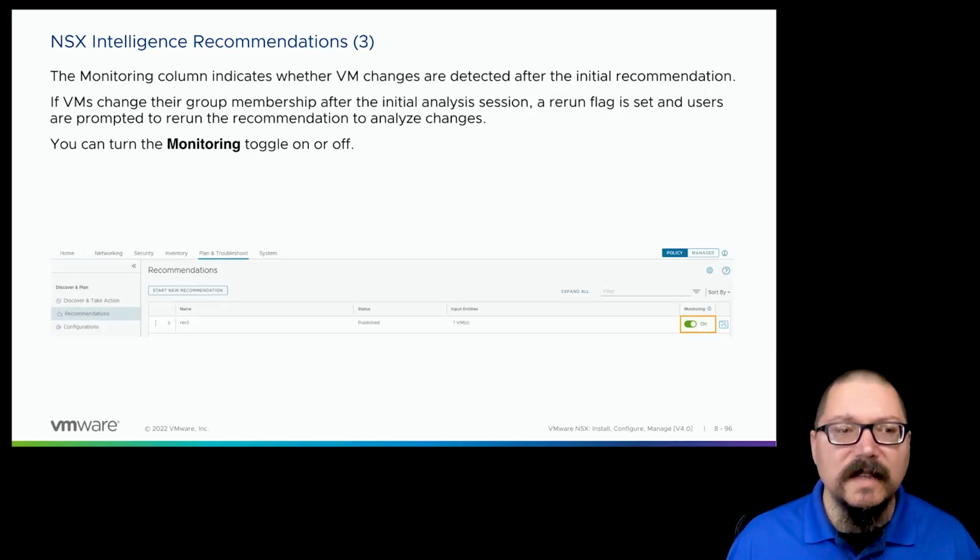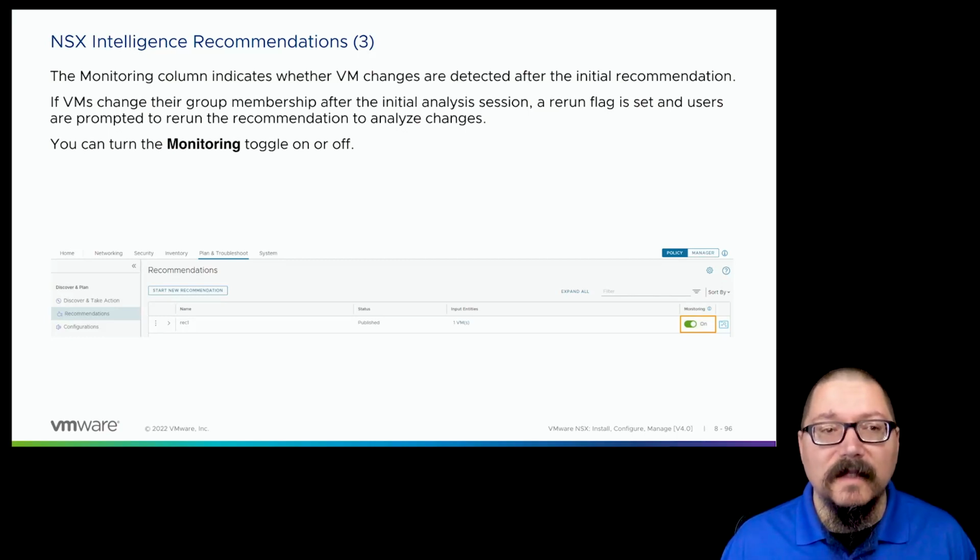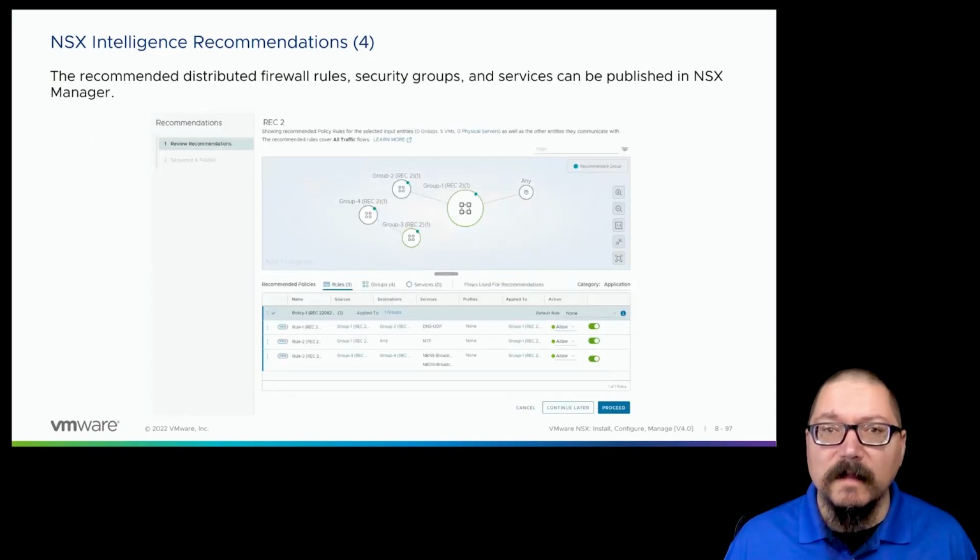And we can go ahead and start this. There's a toggle here that says to turn on monitoring. We can monitor recommendations so that if the groups change, then we can sit back and say, okay, we've got this group change. Let's think about what happened here, and maybe it's time to rerun the recommendation so that we can reanalyze the data. So we can toggle that on a recommendation by recommendation basis.